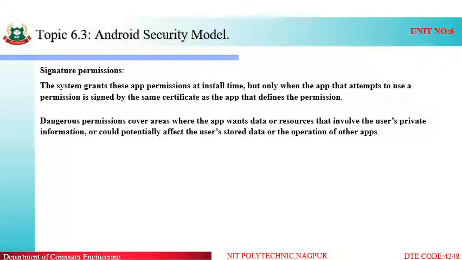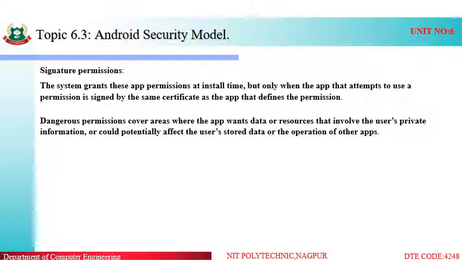And last are the dangerous permissions. The dangerous permission covers areas where the app wants data or resources that involve the user's private information. So in case of intermediate apps like the example we considered, Paytm, Google Pay, which access resources like bank account details by specifying the OTP every time, these are nothing but the dangerous permissions and could potentially affect the user's stored data or the operation of other apps.